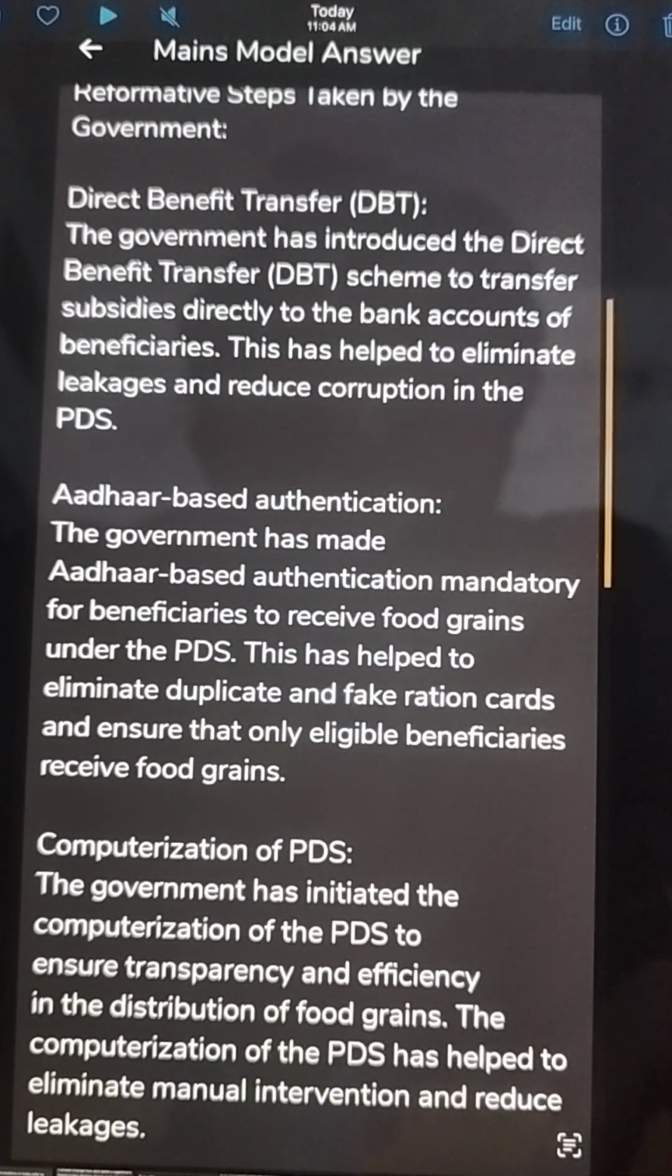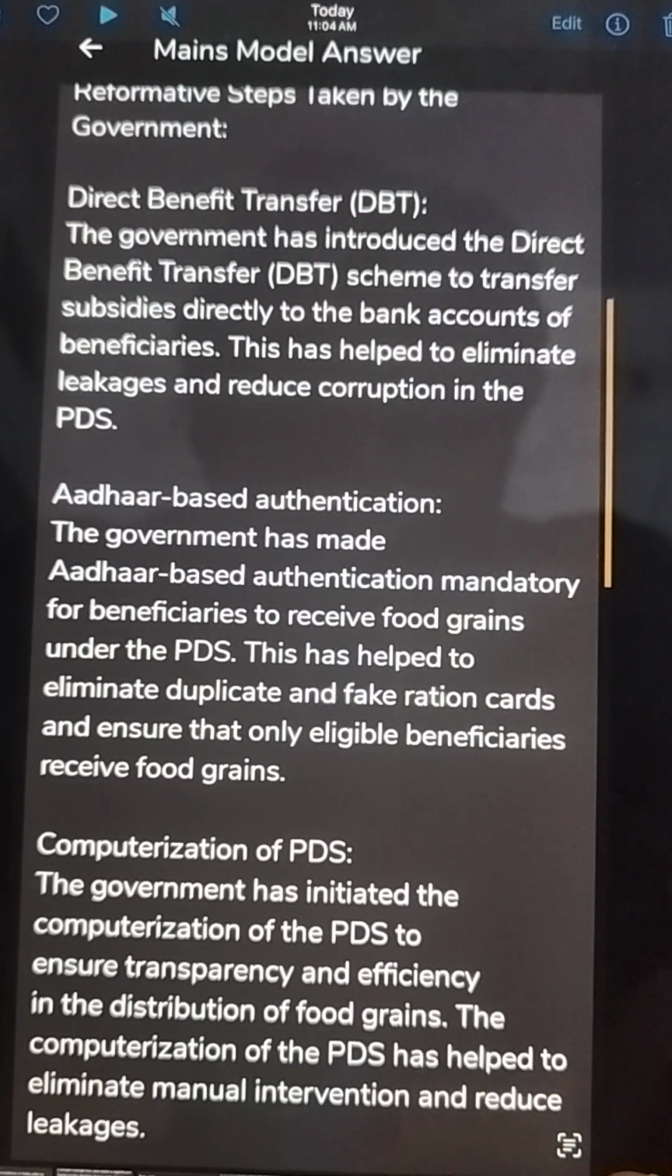The government has introduced the direct benefit transfer scheme to transfer subsidies directly to the bank accounts of beneficiaries. This has helped to eliminate leakages and reduce corruption in the PDS. Then comes Aadhaar-based authentication. The government has made Aadhaar-based authentication mandatory for beneficiaries to receive food grains under the PDS. This has helped to eliminate duplicate and fake ration cards and ensure that only eligible beneficiaries receive food grains.